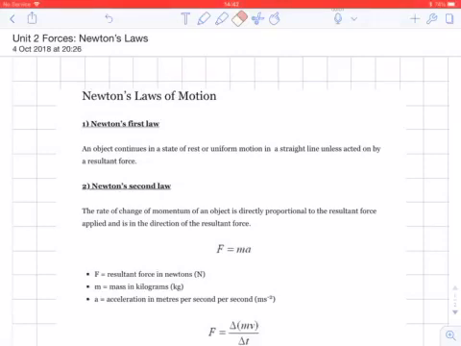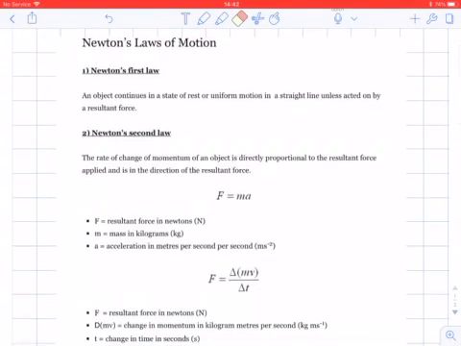In this video, we're just going to talk about Newton's three laws of motion, which you probably did cover at GCSE Science, but it's worth just going over these before we enter into them during Unit 2. So the first law of motion just describes an object will continue in a state of rest or uniform motion in a straight line unless acted on by a resultant force.